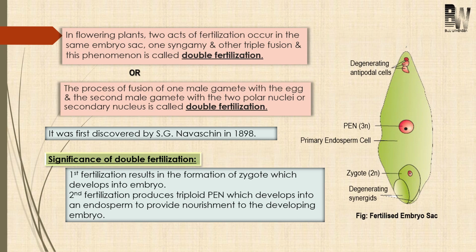Now coming to our last topic, that is the significance of double fertilization. The significance is that the second fertilization product, the primary endosperm nucleus, will develop into a nutritive tissue known as endosperm, and this endosperm will provide nourishment to the developing embryo. I will repeat this point again. The product of second fertilization, the primary endosperm nucleus, will develop into a nutritive tissue known as endosperm, which provides nourishment to the developing embryo. So this is the significance of double fertilization.